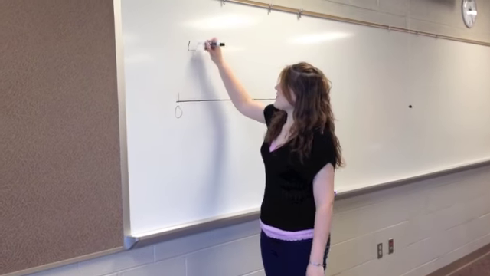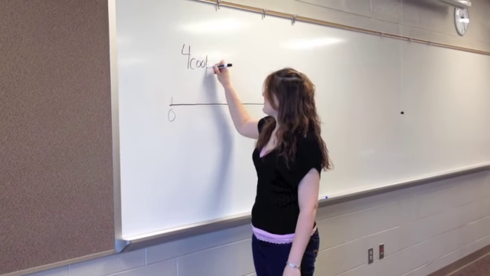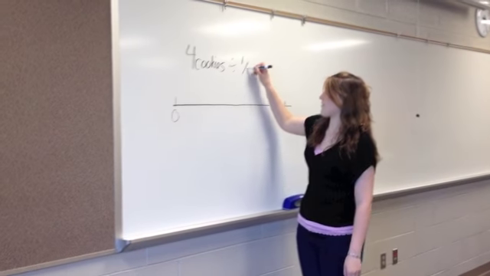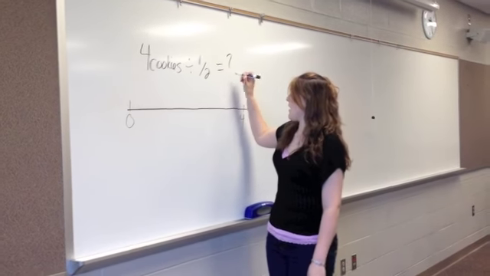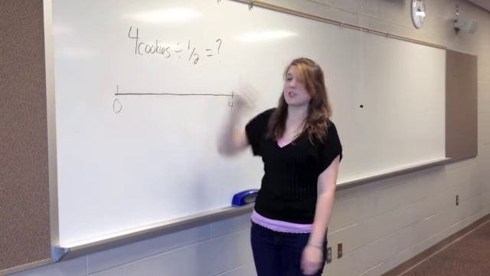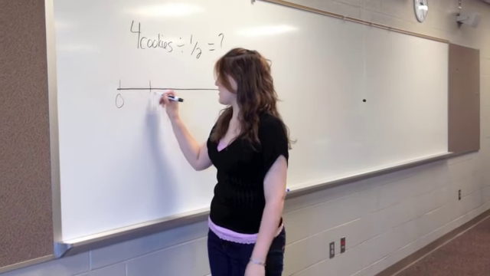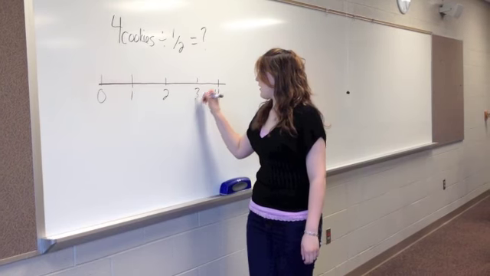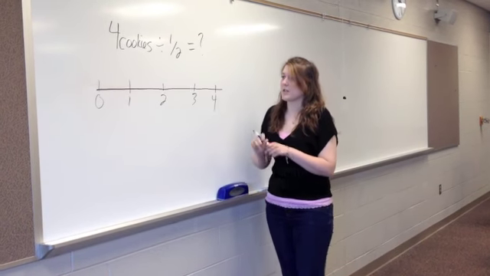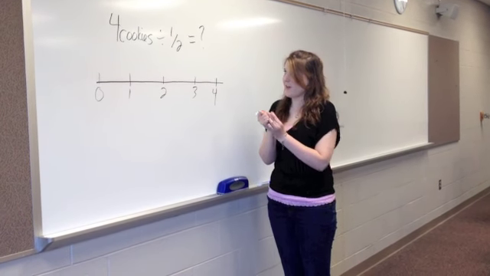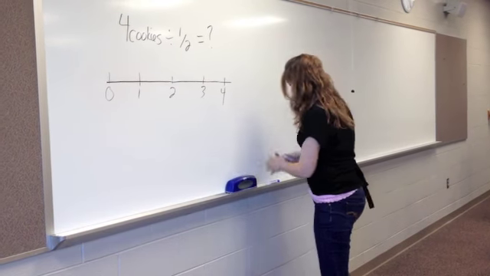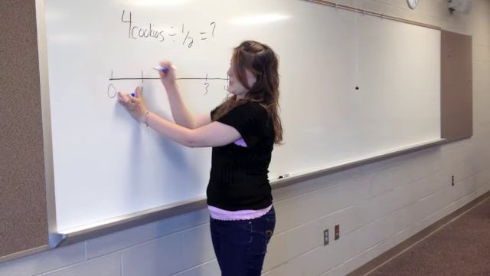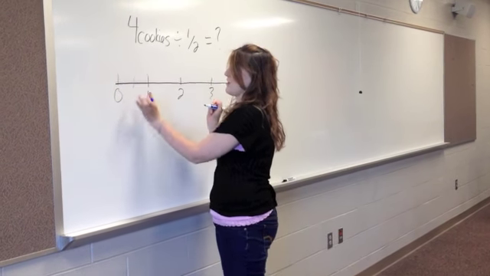The problem today is we have 4 cookies, and we're going to divide it by a half. And we're going to see how many halves we can get out of the 4 cookies. So let's fill in the rest of the numbers. We got 1, 2, and 3.